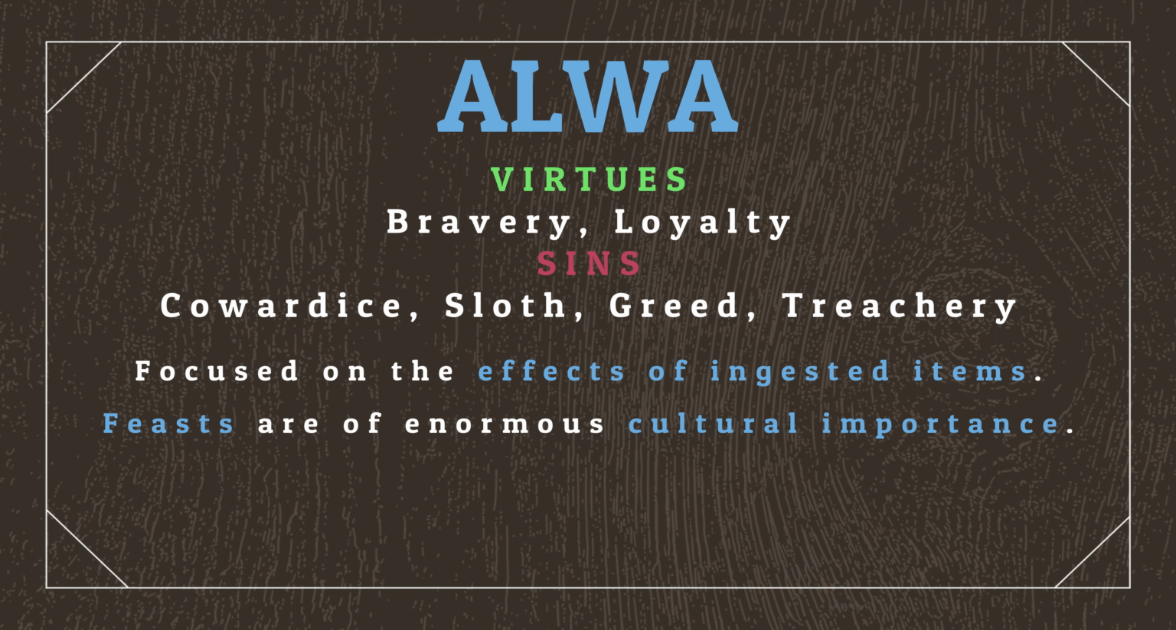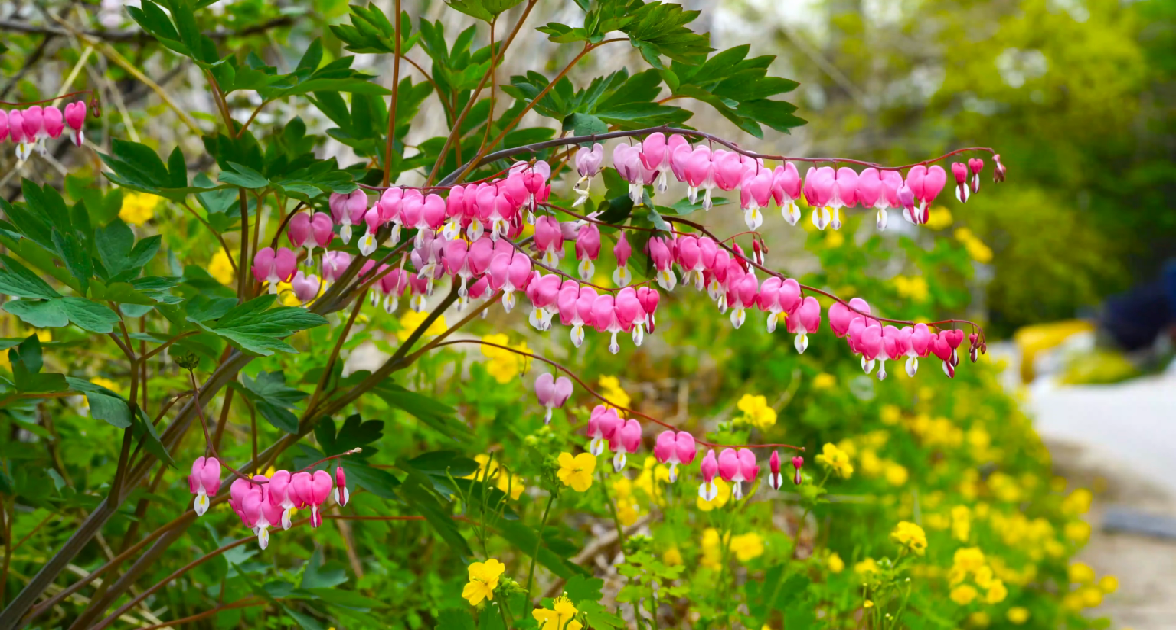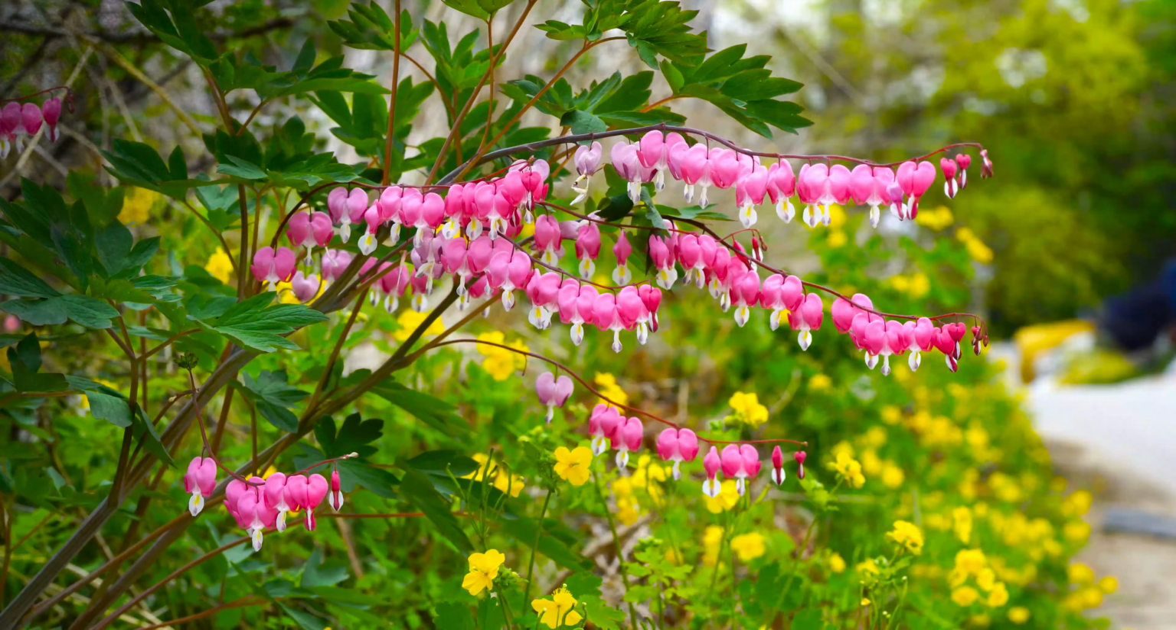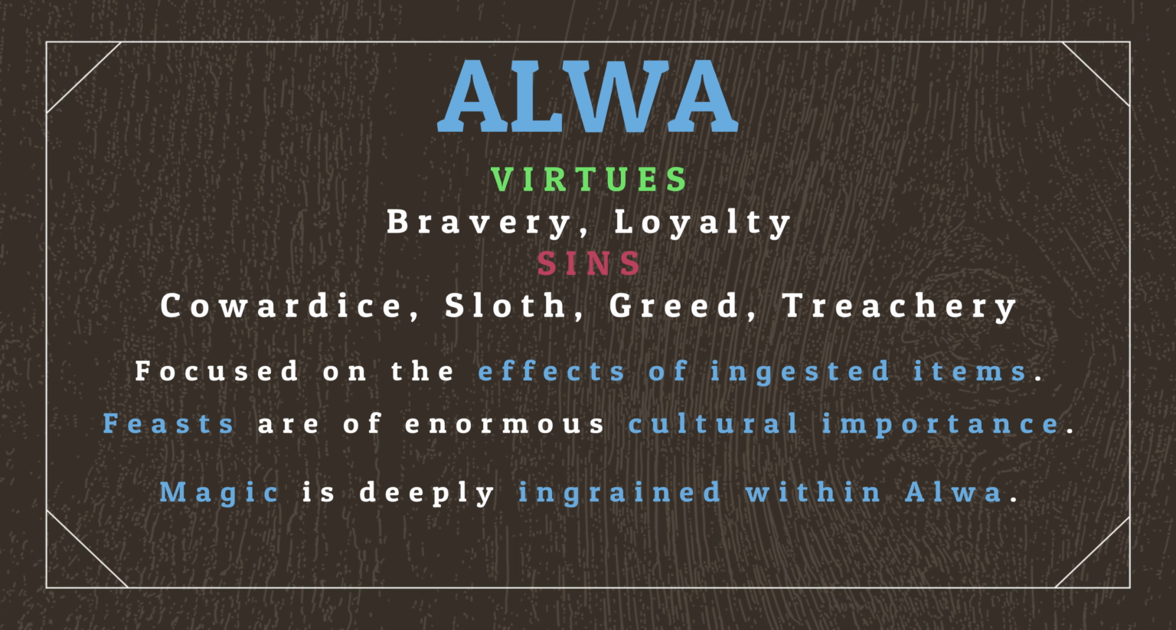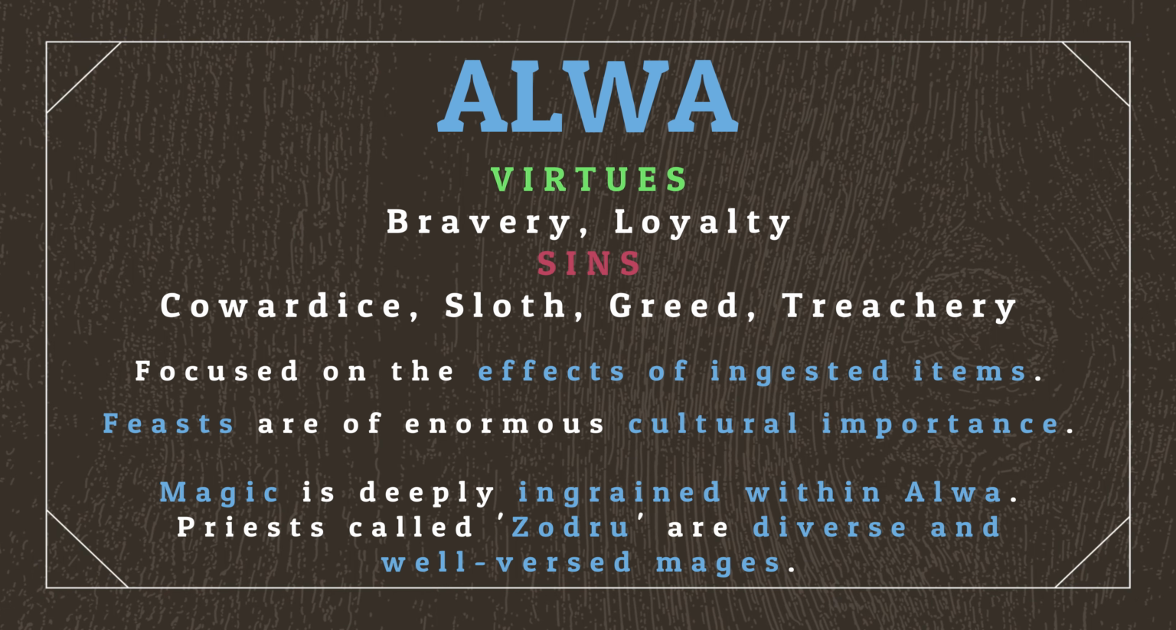Also, as we established when we designed the magic system of Locus, magic is primarily accessible through flora, which can be eaten to allow the consumer access to its associated magical power. In this way, magic itself would become deeply ingrained within Alwa, and religious practitioners called Zodru would also be some of the most diverse and well-versed mages on the planet.